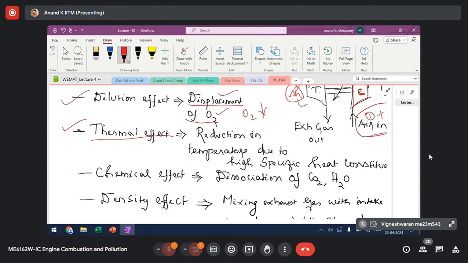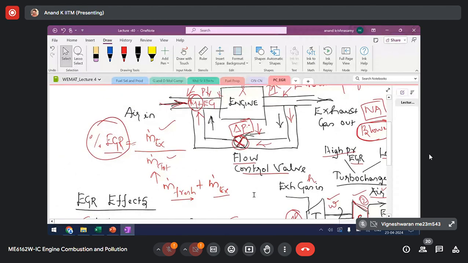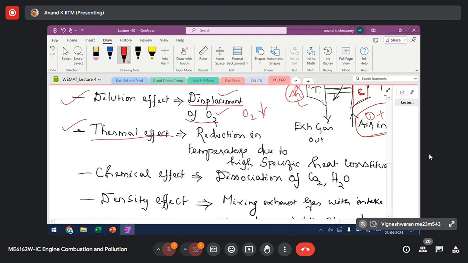Sir, sorry to interrupt. Can you just repeat the first point again? So the dilution effect is about when you mix exhaust gas with the incoming air, the exhaust gas needs some space or volume in the intake system as well as in the engine. That space is not available for the incoming fresh air. You can consider 2 cases, with EGR and without EGR. Without EGR, the entire space is available for air. With EGR, you have some space required for the exhaust to occupy, and that volume is not available for air. Clear, sir. So this is a displacement effect which will bring down the oxygen level, and this will definitely have an effect on the combustion process.